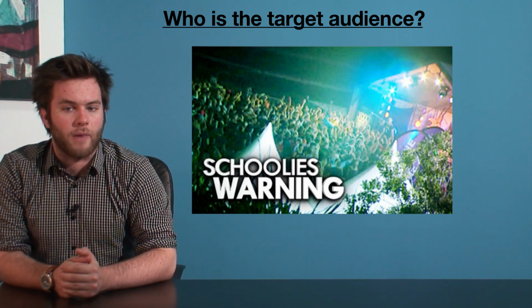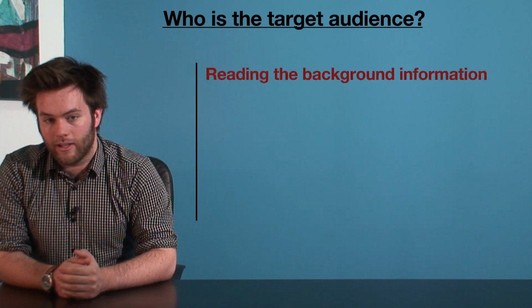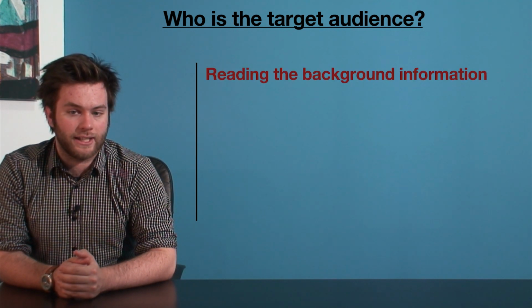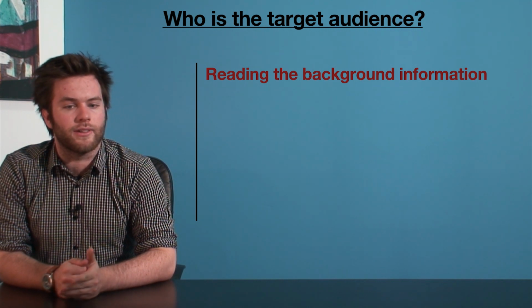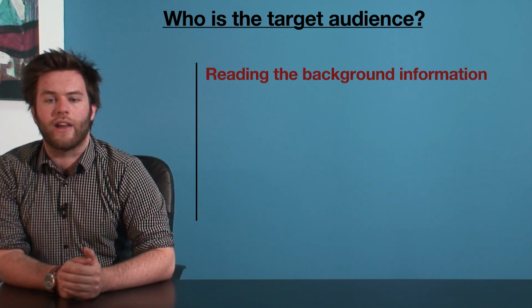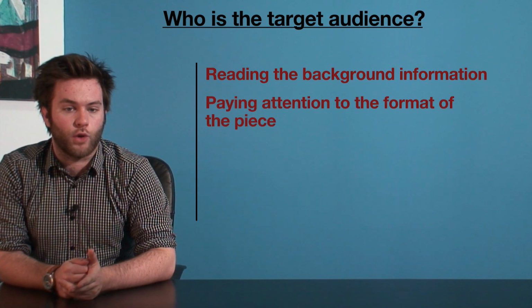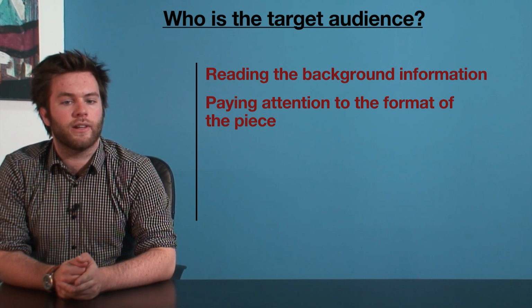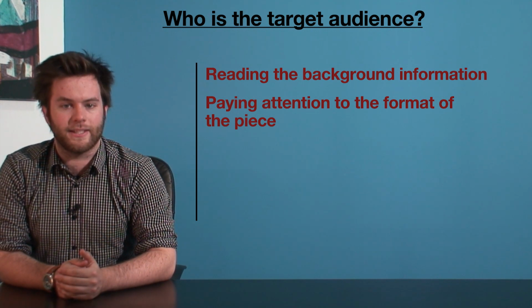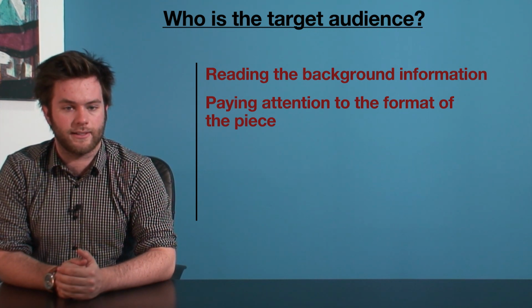A few ways that you might go about working out who the intended audience are include reading the background information carefully. Often the background information mentions where a piece was published or delivered. This is the first step in working out who the piece might be targeted towards. Paying attention to the format of the piece. For example, a speech will usually have a specifically addressed audience. This allows you to consider characteristics about your audience that can be helpful in your analysis.